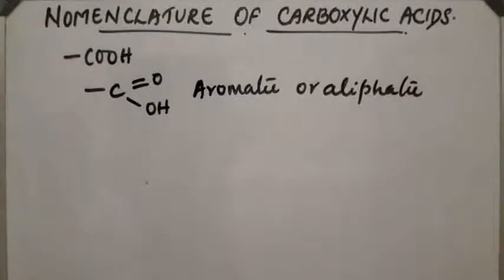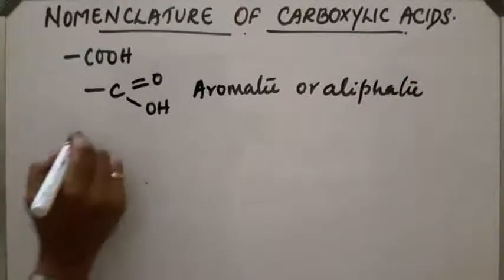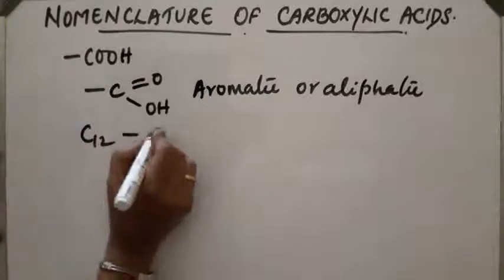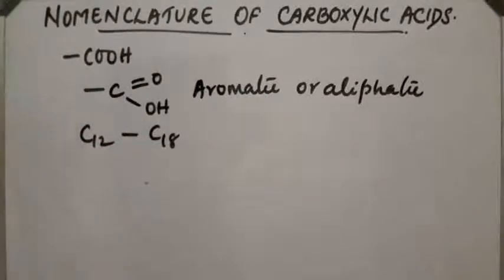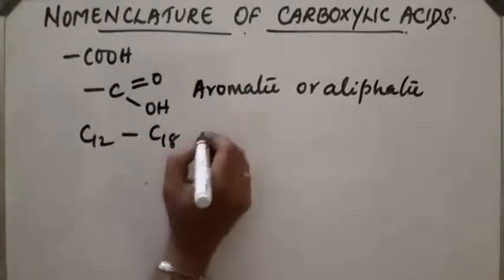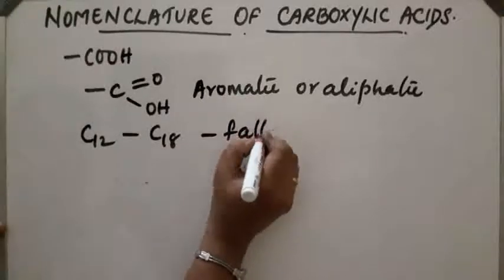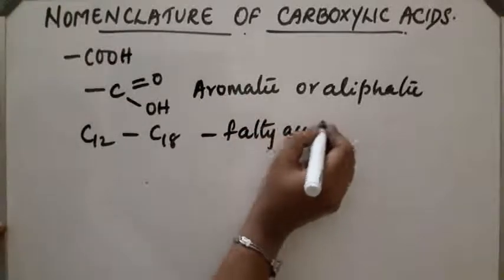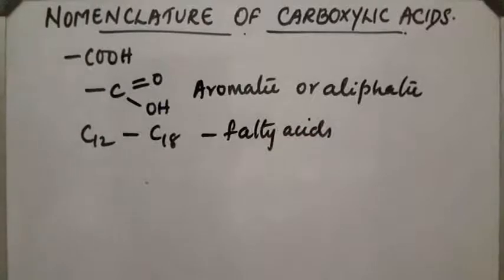In the case of aliphatic compounds containing carbon atoms from 12 to 18, they are known as fatty acids. They occur in natural fats as esters of glycerol. A large number of carboxylic acids occur in nature, and these carboxylic acids also act as starting material for many organic compounds.